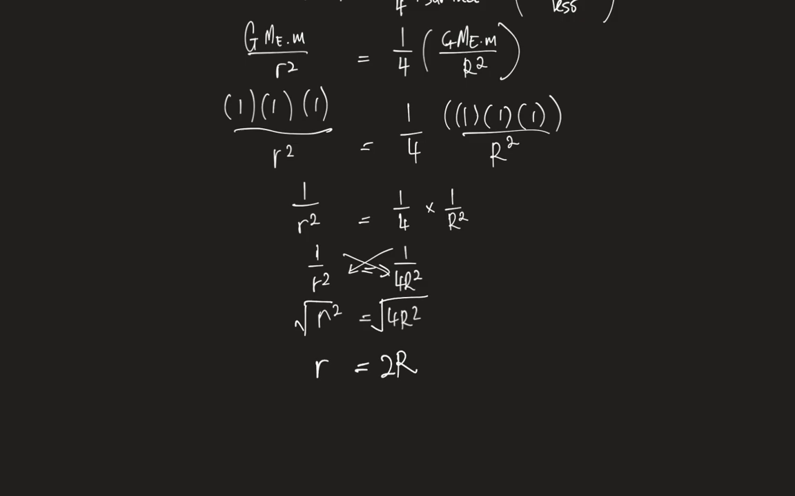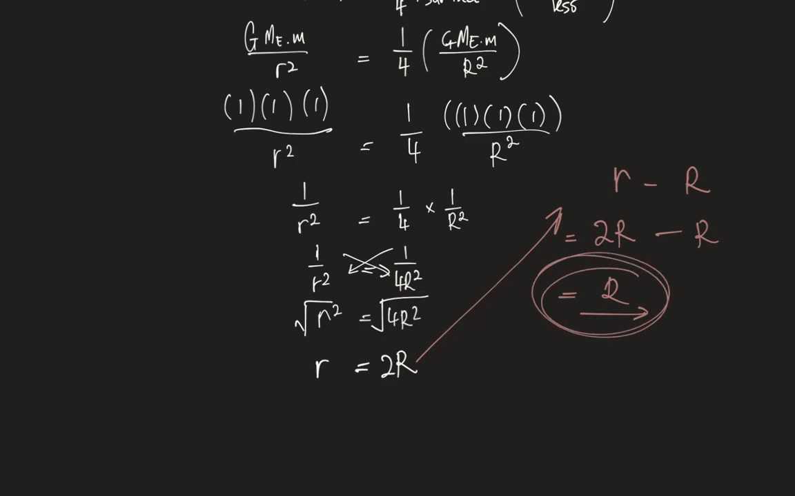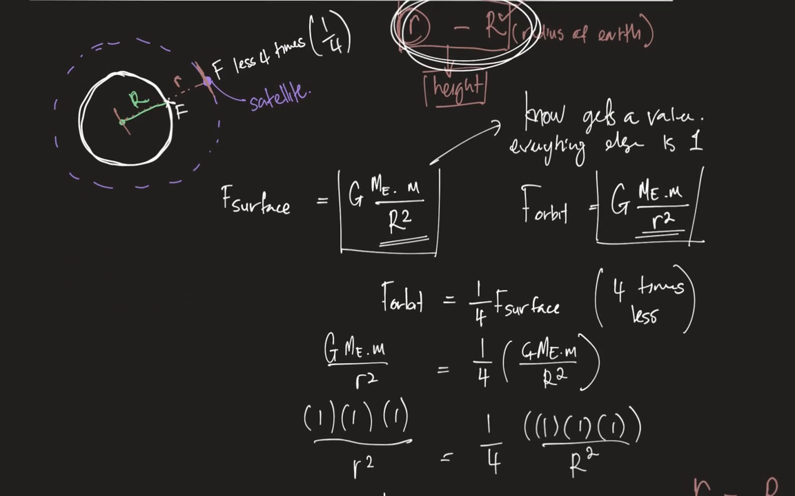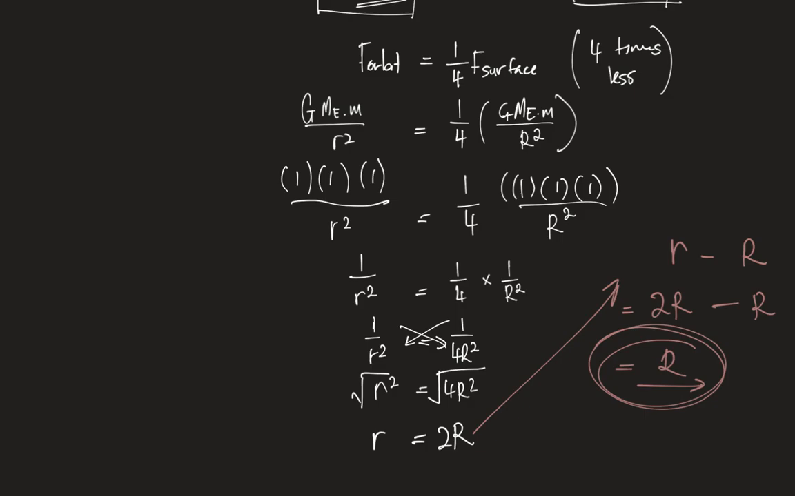Now the equation that I want to satisfy is r minus r, little r minus big R. I know now that little r is actually 2r minus r, and 2r minus r is actually just r. So I go back to my multiple choice. I need an answer that has an r in it, and then I'm left with number 1. And that is how you do a calculation like this. So you've got to take a little bit of time out and sort things out. You've got to use your maths.